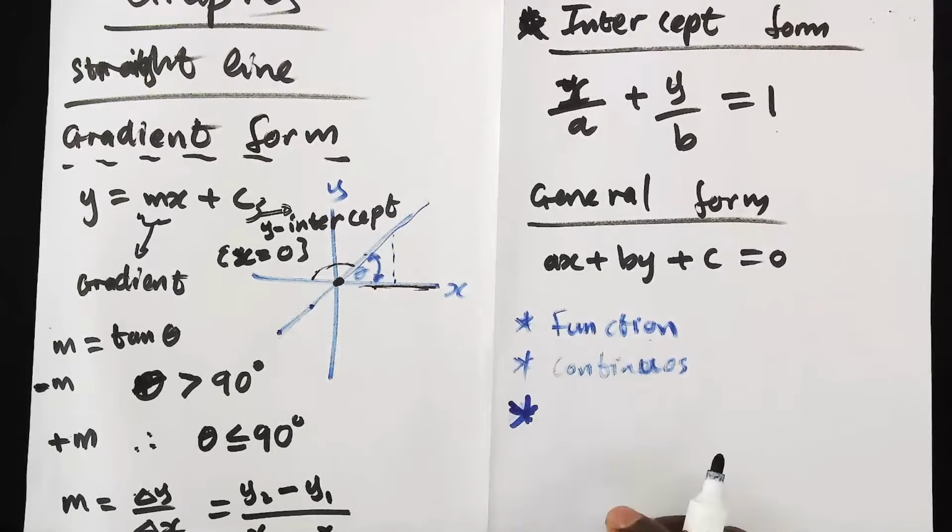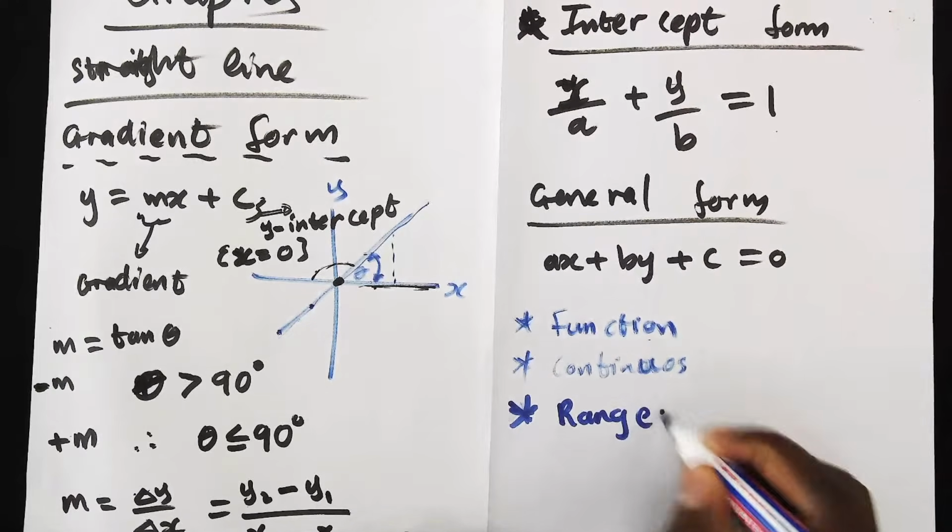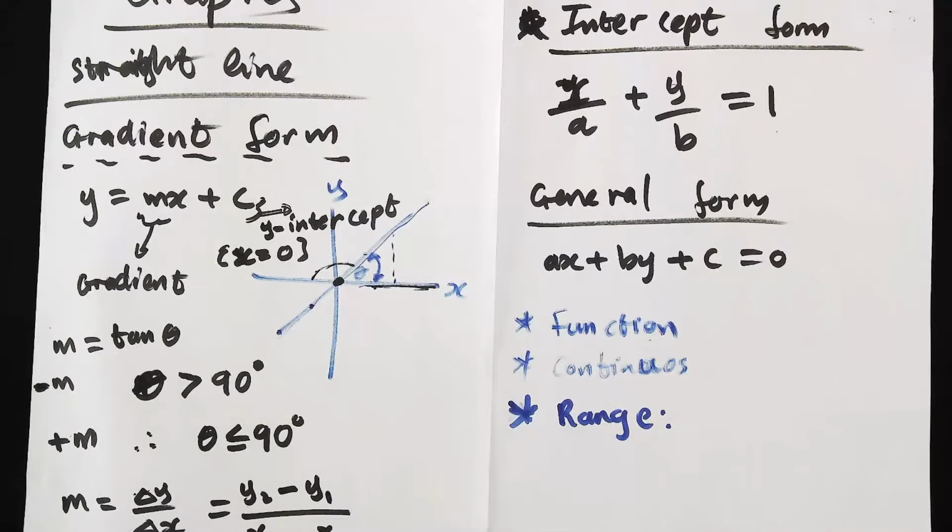Normally the critical one that we have to check is what we talk about as range. When we talk about the range, we're talking about the y values of the function. Where are they ranging? It's between what and what.